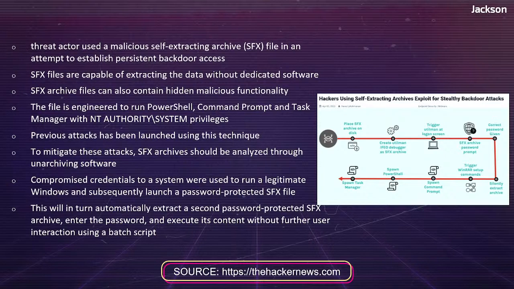In the case investigated by a security firm, compromised credentials to a system were used to run a legitimate Windows accessibility application called Utility Manager, also known as utilman.exe, and subsequently launch a password-protected SFX file. These files are specifically engineered to run PowerShell, command prompt, and task manager with NT authority/system privileges by providing the right password to the archive. This type of attack is likely to remain undetected by traditional antivirus software that is looking for malware inside of an archive, stated Jai.